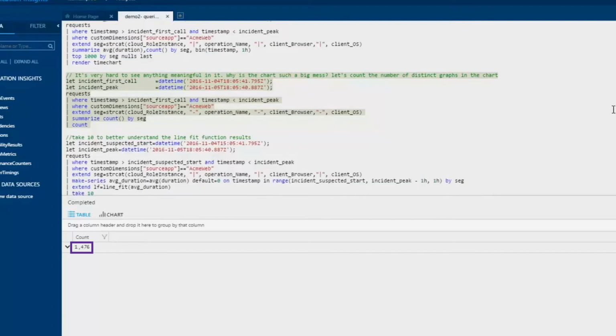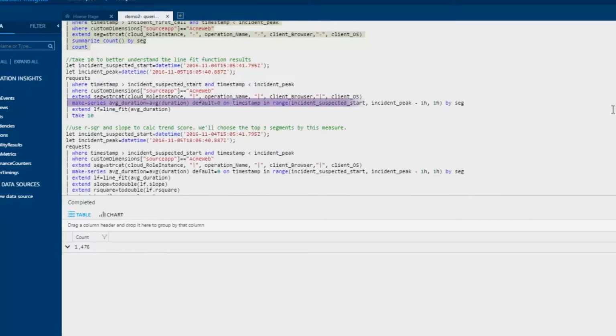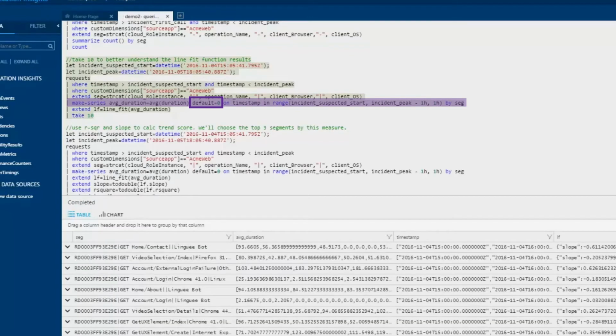Let's use time series analysis. First, we use make-series to create a time series for each segment. For each segment, we create a series of the average request duration per hour in this time range. If there's an empty bin, the default value is 0.